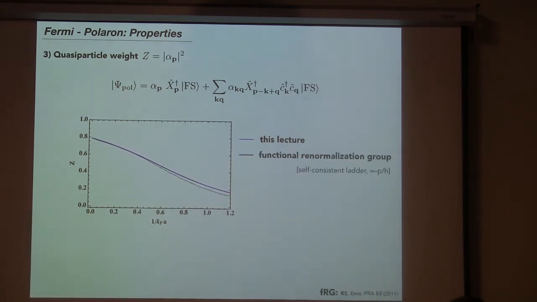Alright, we can compare this also to more advanced approaches like the self-consistent ladder resummation, which one can do, for instance, in the framework of a functional renormalization group approach. And here one doesn't see that much difference actually. So we get, even with our ansatz of a single particle-hole pair, the results rather well reproduced.